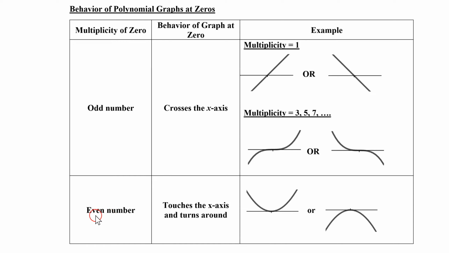And finally, if the multiplicity is an even number, the graph touches the x-axis and turns around at the 0, so it will either look like this or like this.